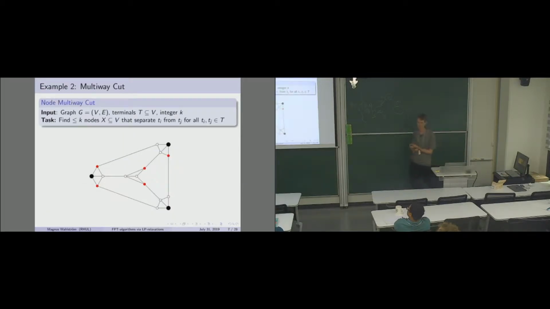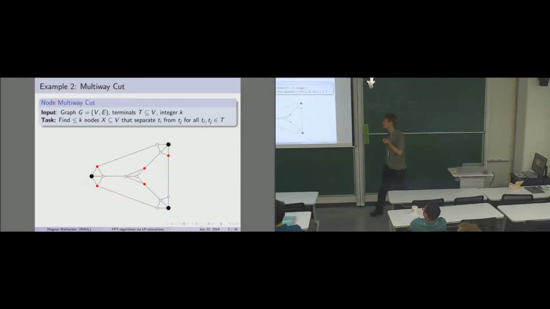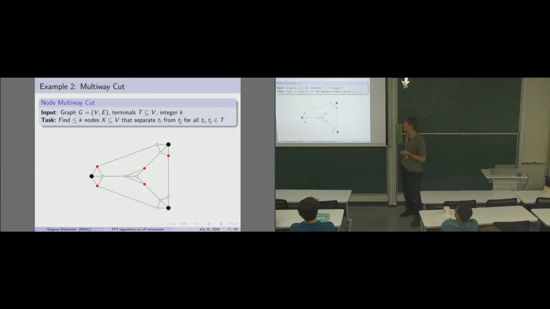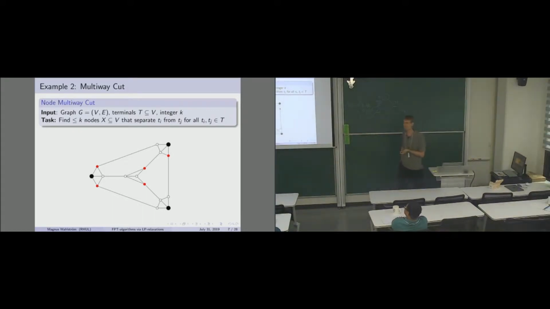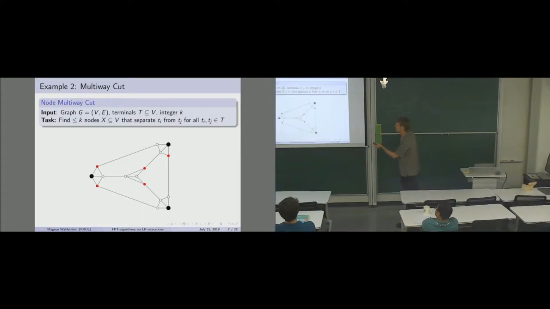So I'll give one more example which actually works. I won't go through it as slowly. So the problem is node multiway cut. You have 3 terminals in this picture. So in general, at least 3. So the terminals are the thick black blobs.